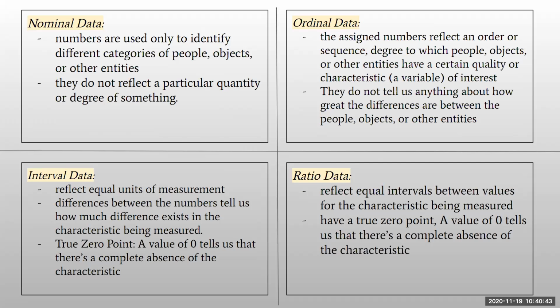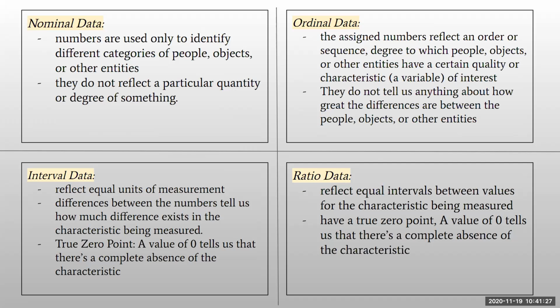As I've mentioned before, it's necessary to consider if the data represents nominal, ordinal, interval, or ratio scales. Nominal data is when numbers are used only to identify different categories of people, objects, or other entities. However, they do not reflect a particular quantity or degree of something. Ordinal data is when the assigned numbers reflect an order or sequence of the degree to which people or objects have a certain quality or characteristic of interest. However, they do not tell us anything about how great the differences are between the people or objects.